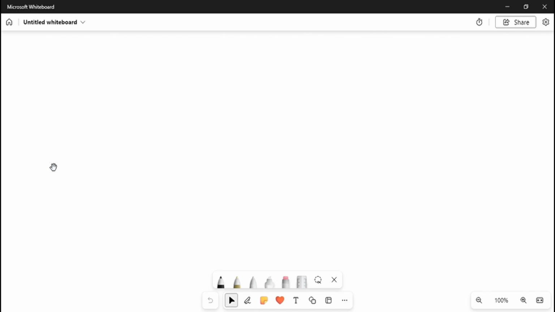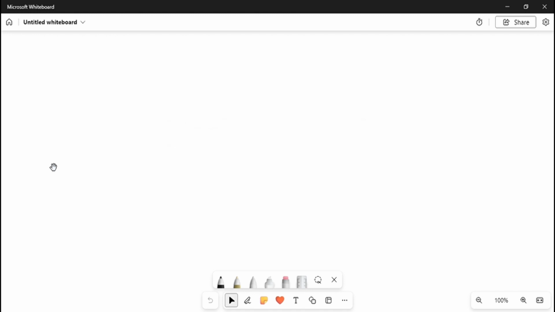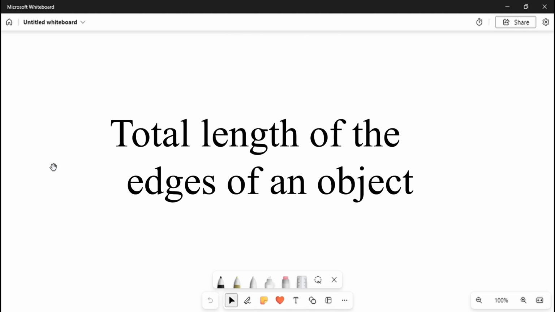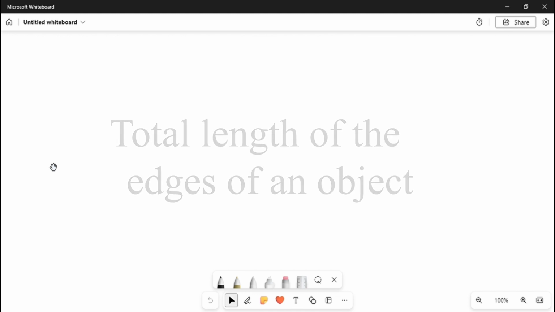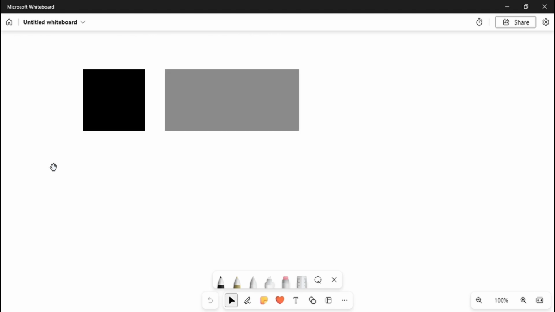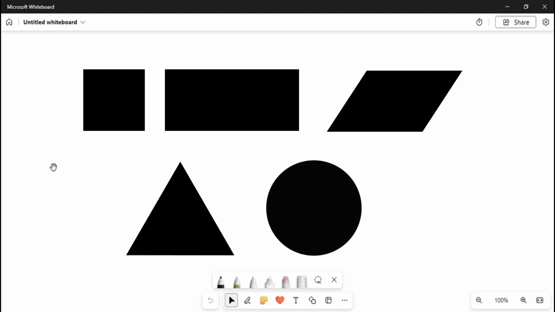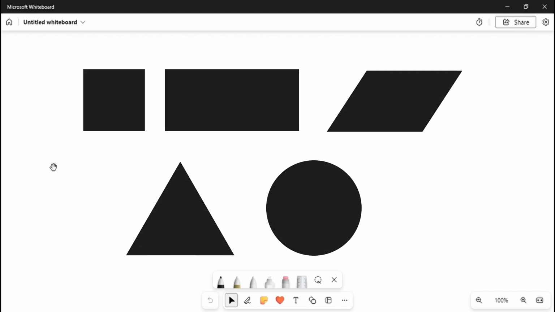Today we are going to see how to find the perimeter of mathematical objects. First of all, we have to understand what perimeter is. Perimeter means the total length of the edges of an object. But here we are going to see the following objects: square, rectangle, rhombus, triangle, circle, and some compound figures.